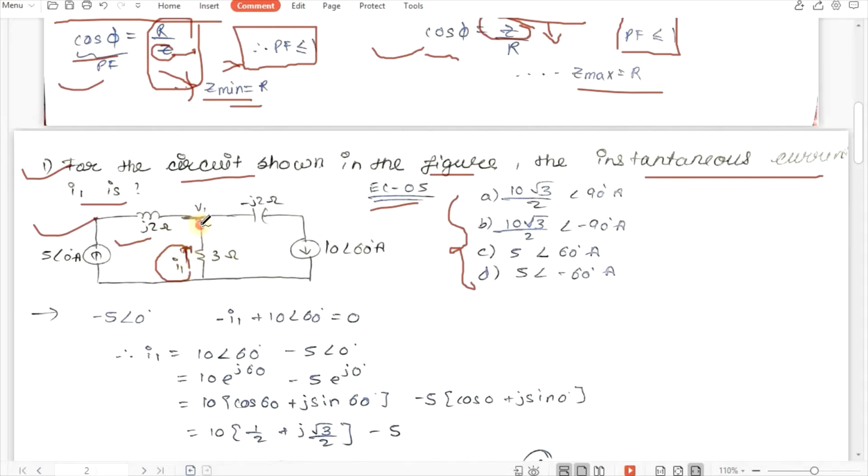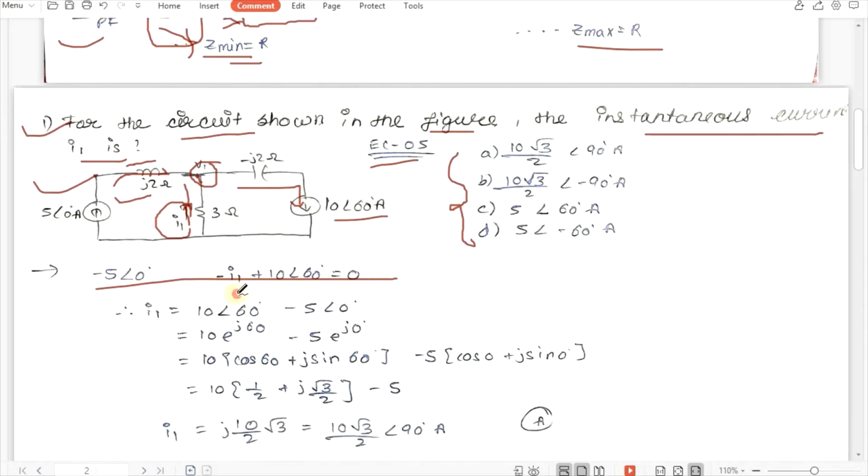If we apply KCL here, you can see the current flowing here is 5 angle 0 degree ampere. So it will be minus 5 angle 0 minus I1 plus 10 angle 60 degree ampere. I have applied the KCL at this node. Here the current was 5 angle 0 ampere, here the current was I1, and here the current was 10 angle 60 degree ampere. So we get this equation: minus 5 angle 0 degree minus I1 plus 10 angle 60 degree equals 0.